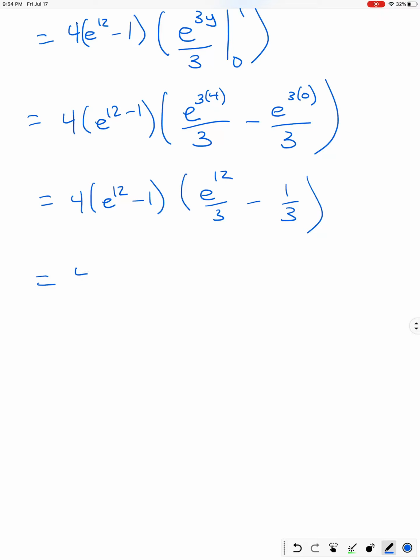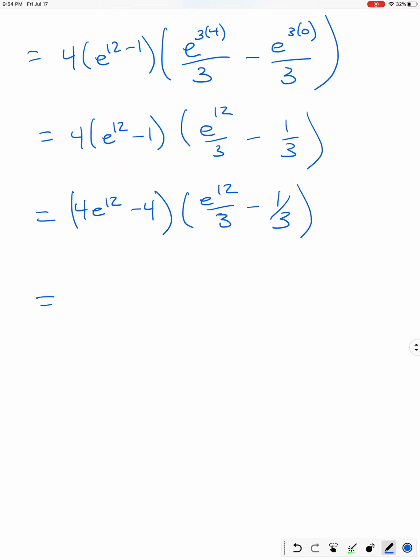This can be simplified though. So I have 4 e to the 12th minus 4, where I multiplied the 4 in, and then I have e to the 12th divided by 3 minus 1/3. If I FOIL that, I have 4 e to the 12th times e to the 12th divided by 3, which is 4 e to the 12 plus 12, which is 24, divided by 3. That's this term times that term.